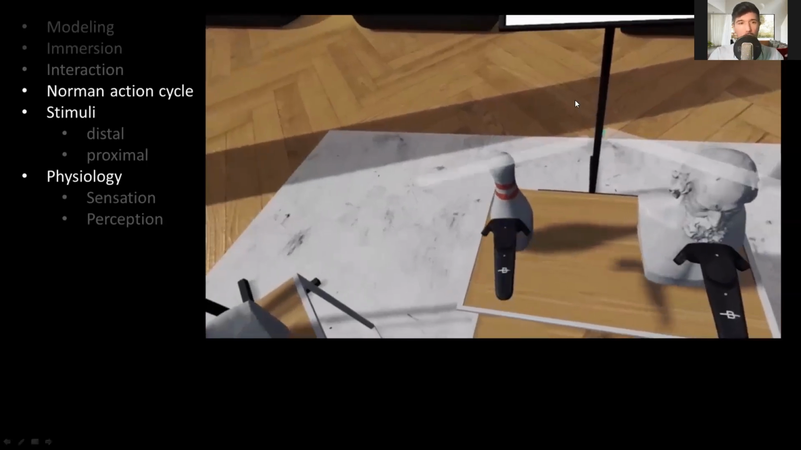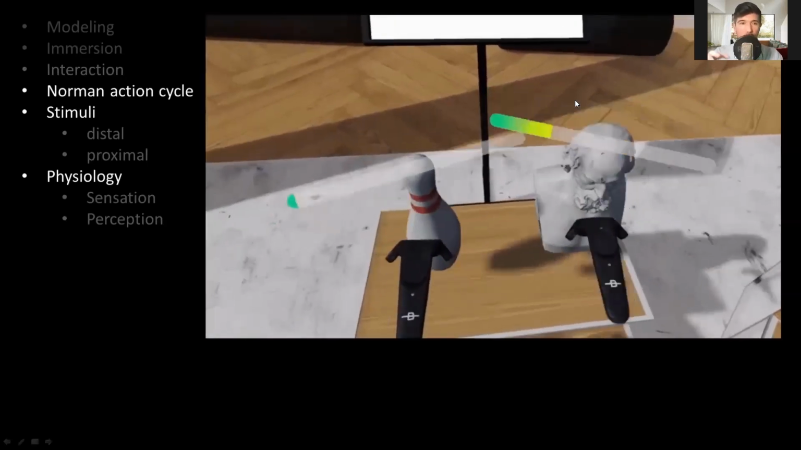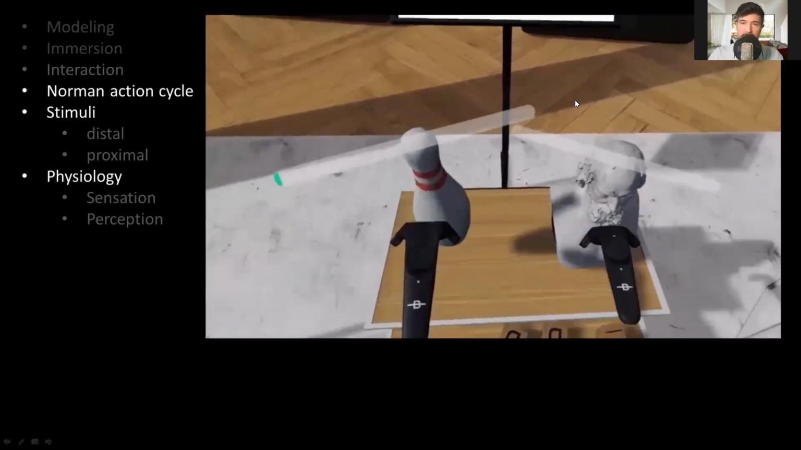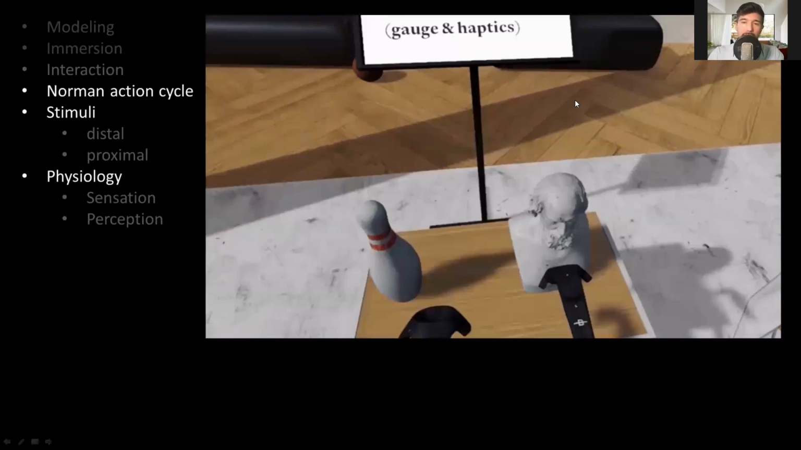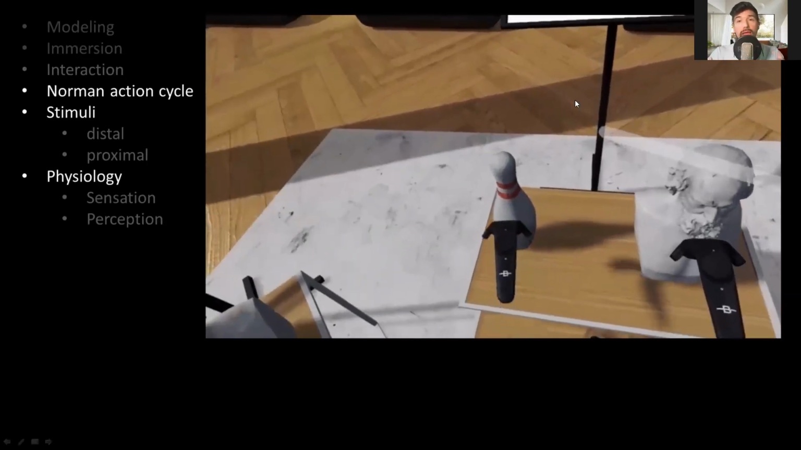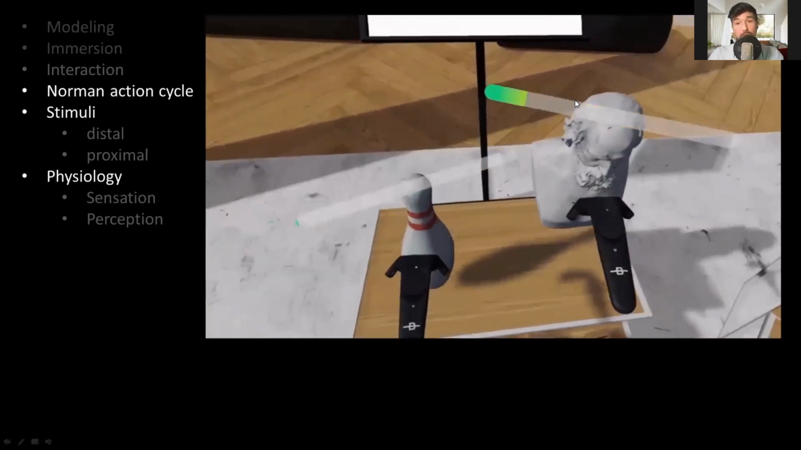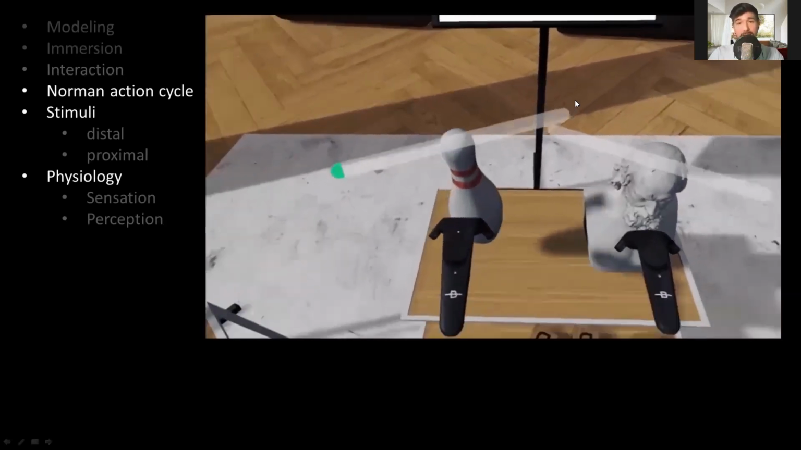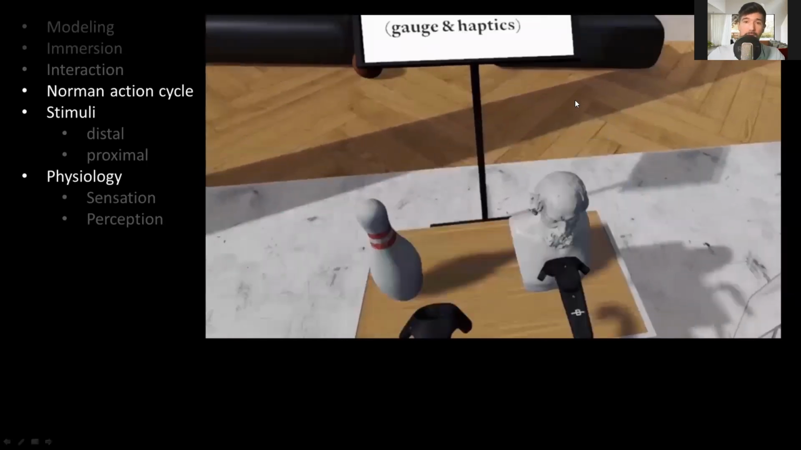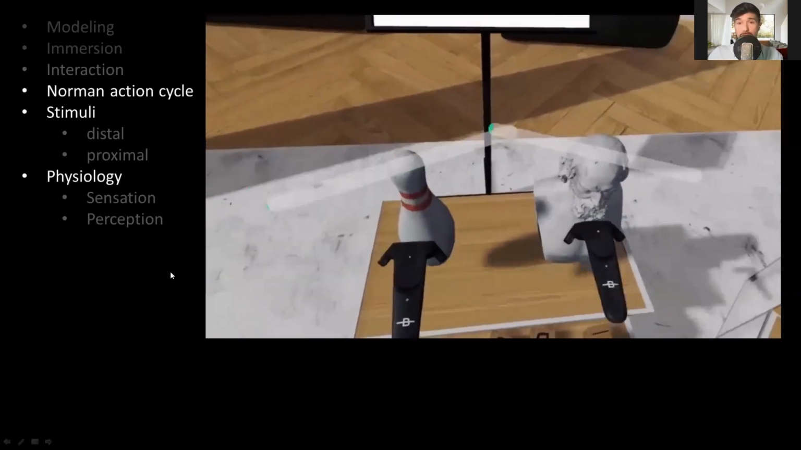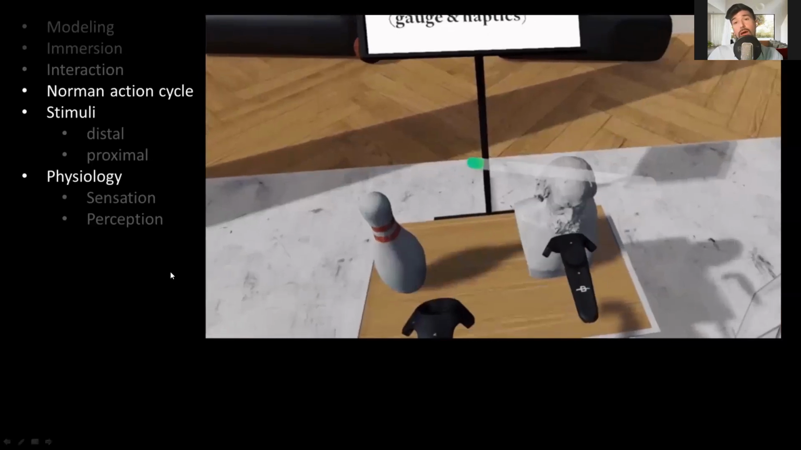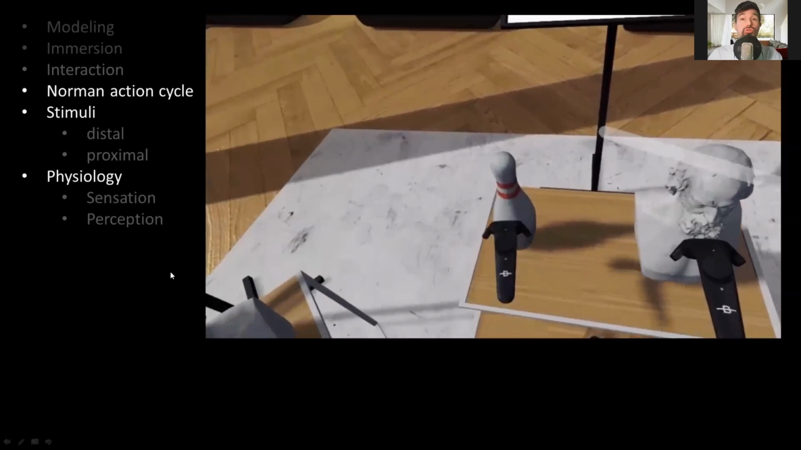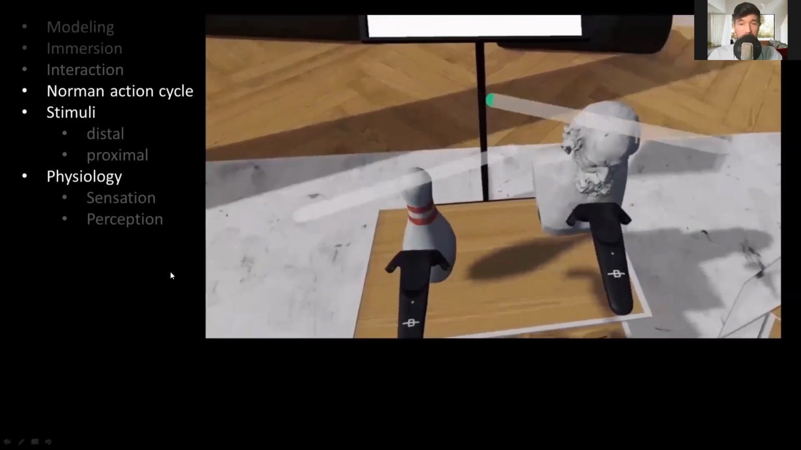So that's only one example of how the normal action cycle and the stimuli and the physiology we have regarding sensation and perception can be guided or manipulated so you can have certain experiences and senses that you would like to introduce in the VR environment and alongside the extended reality continuum. With this example, I would like to conclude this session and invite you to explore other topics that might deal with photorealistic approach when it comes to geometry and modeling in VR.